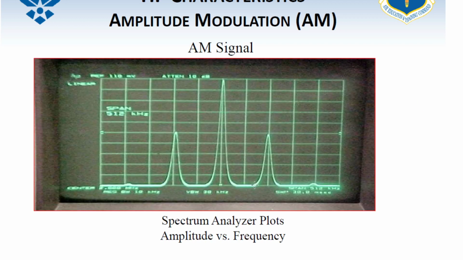All right, cool. Here's an AM signal on a spectrum analyzer. If you're looking at the photo, the wave all the way to the left is our lower sideband. The middle one, the tall one, is our carrier, and to the right is our upper sideband.